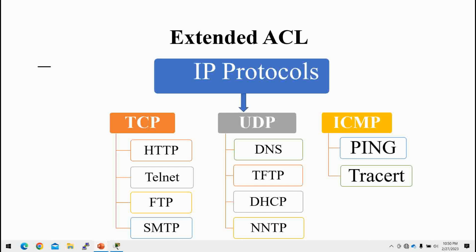In the case of TCP, HTTP service is there, TLS service is there, FTP service, SMTP services. Those are under the categories of TCP. So if you have used TCP, then we have to block one of those services. In the case of UDP, there is DNS, TFTP, DHCP, NNTP. Those are under the categories of UDP, and another one ICMP.